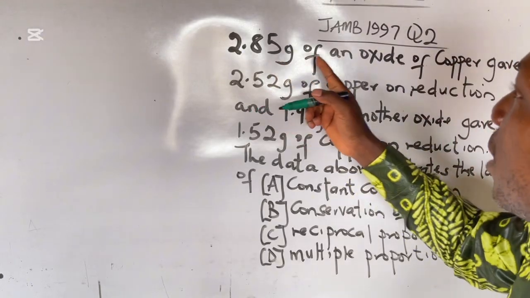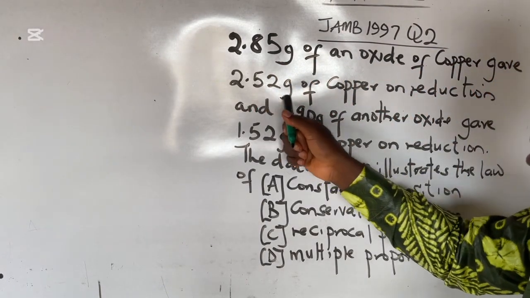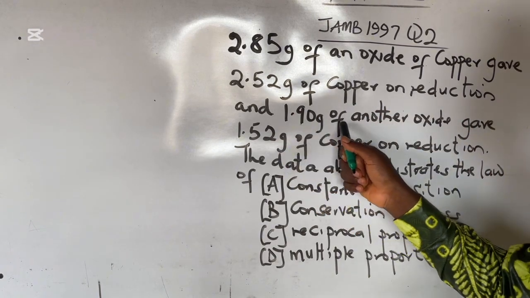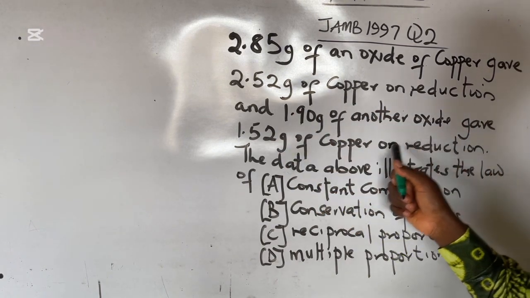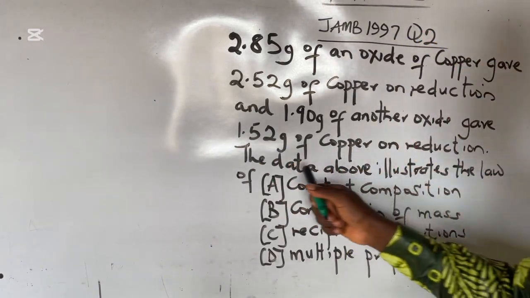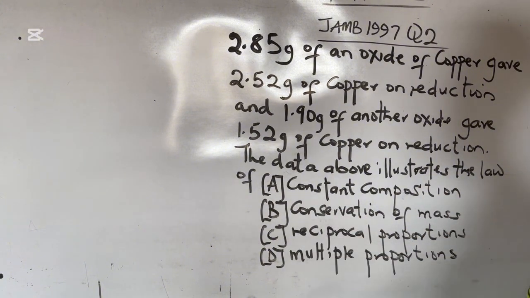We have 2.85 grams of an oxide of copper giving 2.52 grams of copper on reduction, and 1.90 grams of another oxide giving 1.52 grams of copper on reduction. The data above illustrate the law of, and the options are given.